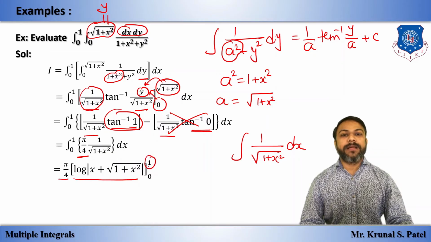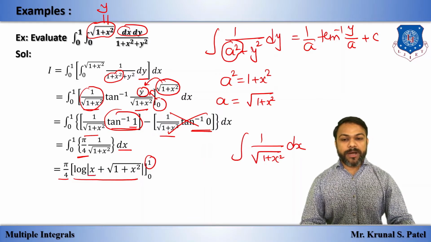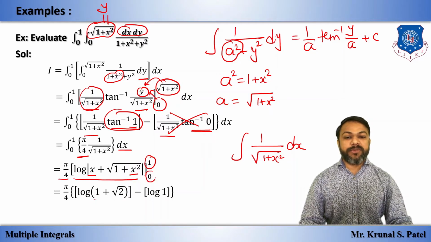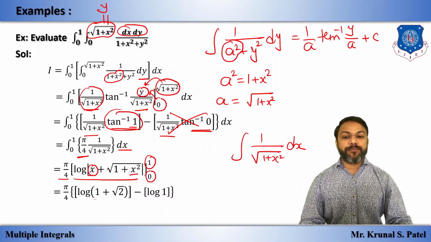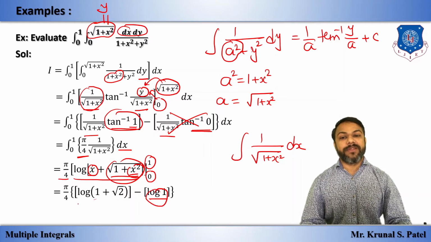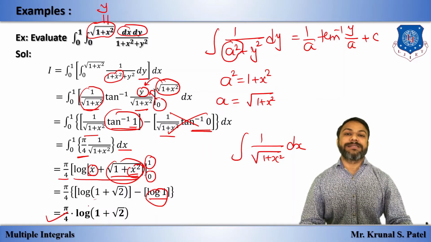Now put upper limit minus lower limit. The upper limit goes in the place of x, because now we integrate the remaining term with respect to x. So here 1 plus 1 plus 1, 2 root 2. So we have log 1 plus root 2, minus, if you put 0, 0 plus 1 plus 0. 1 plus 0 is 1, and 1 plus 0 is again 1. So we have log 1, and we know that log 1 is 0. So the remaining answer will be pi by 4 log 1 plus root 2. This is our final answer.